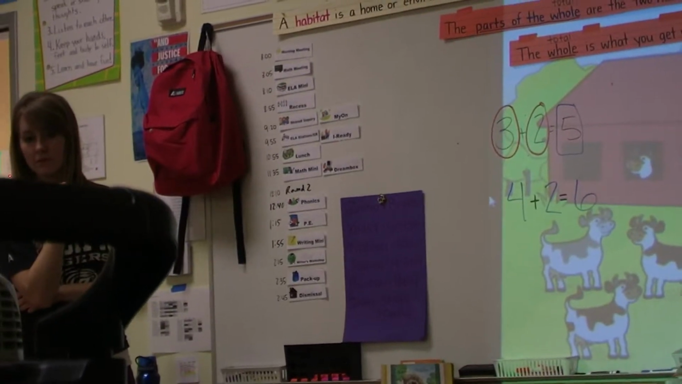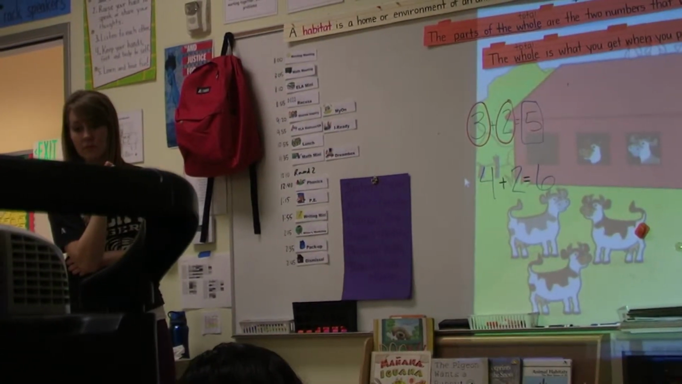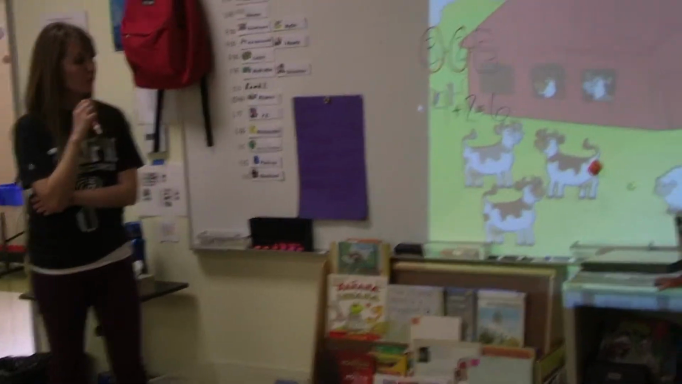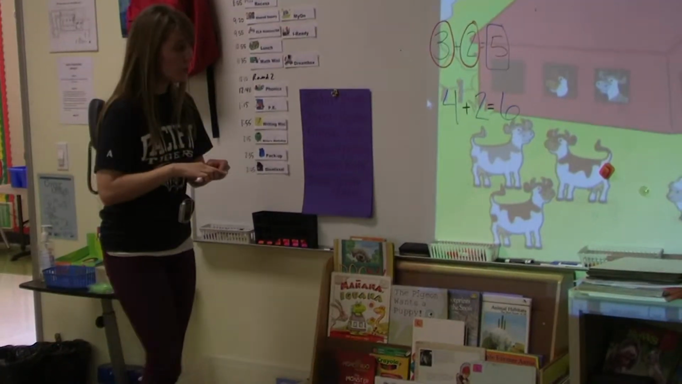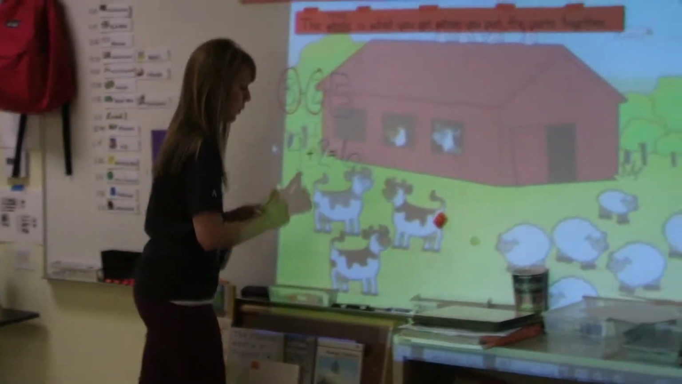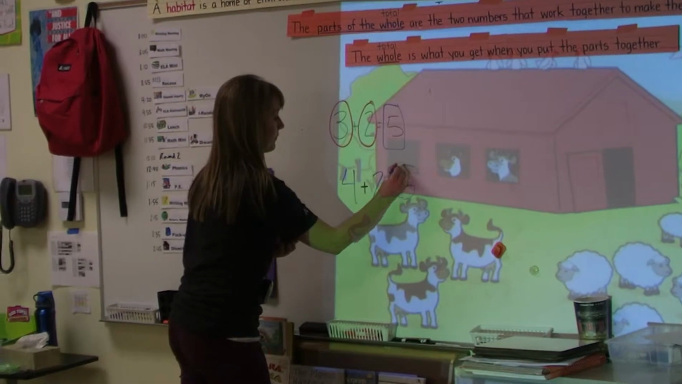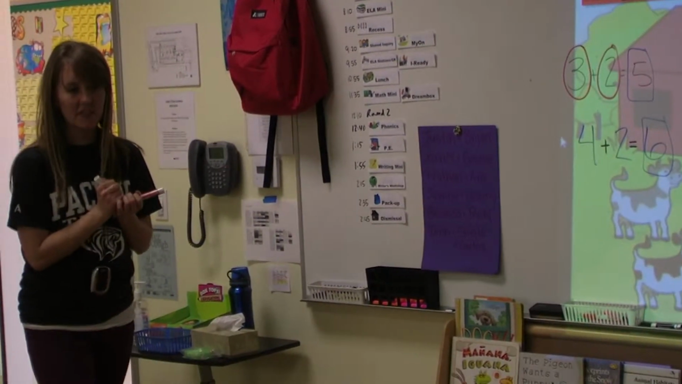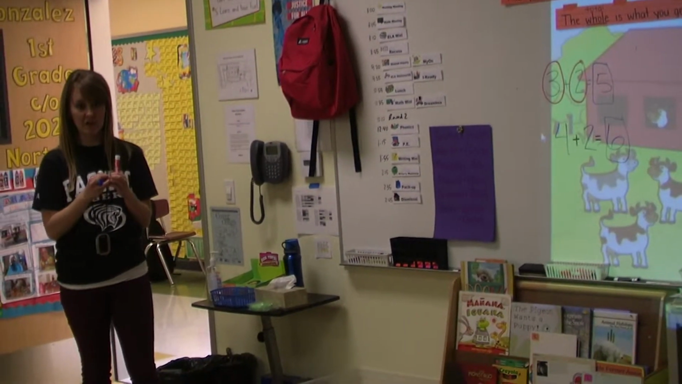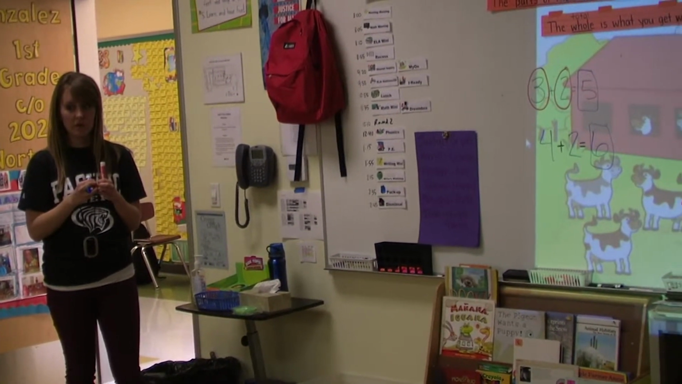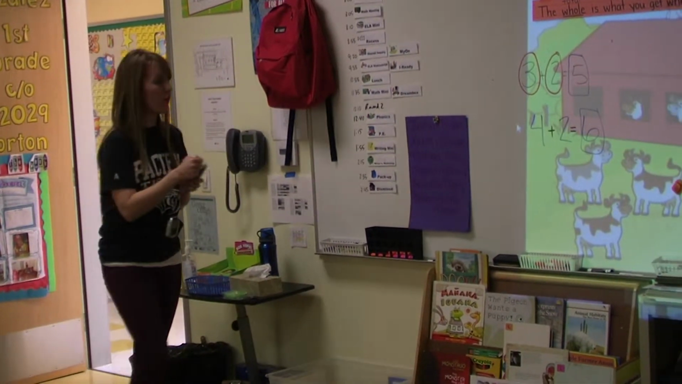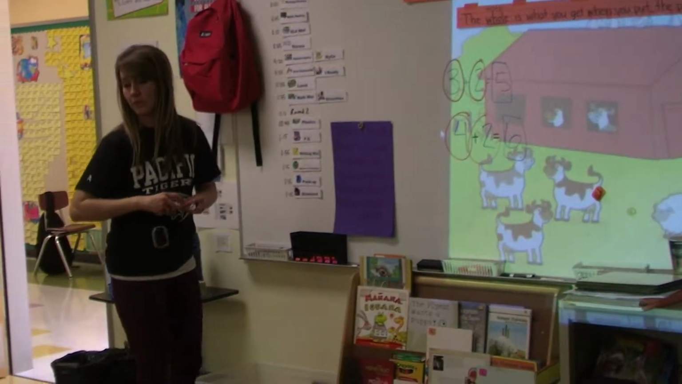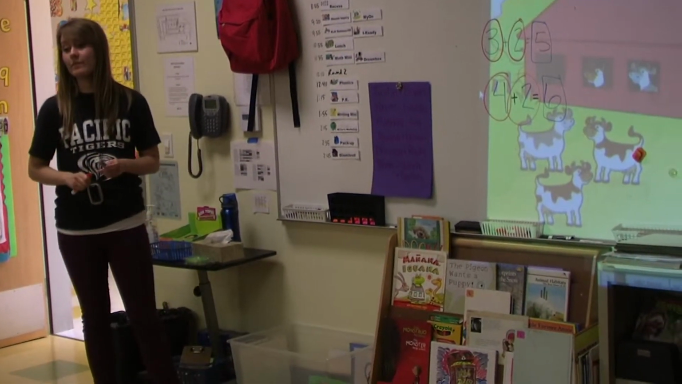Yes, because 6 and 4 is bigger than 2. Okay. So Michael just told us that the total is 6. That's the number we get all together at the end. So if we know the total is 6, what are the two parts that work together to make the total? Andrea? 2 and 4. Why are those numbers the parts? Because the total is 6, and to make 6, you need 4 and 2.